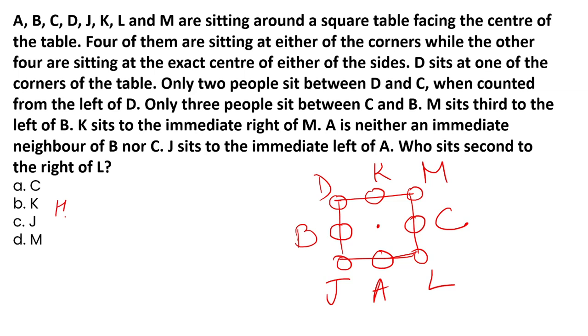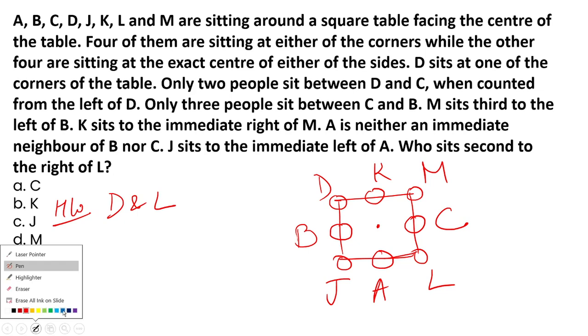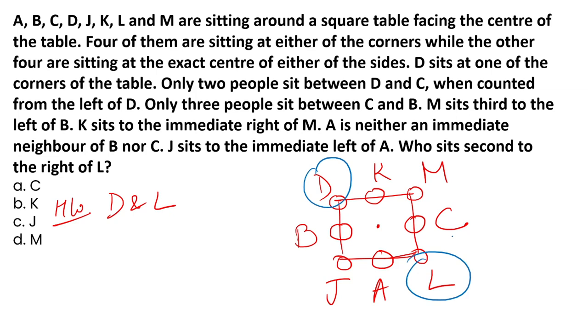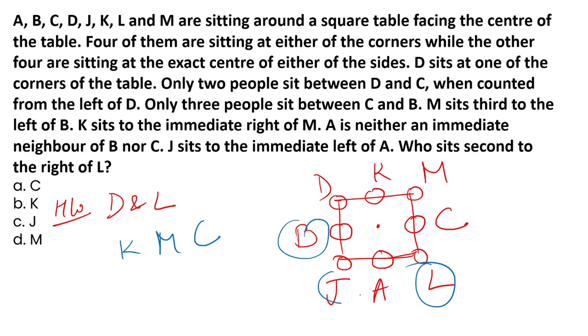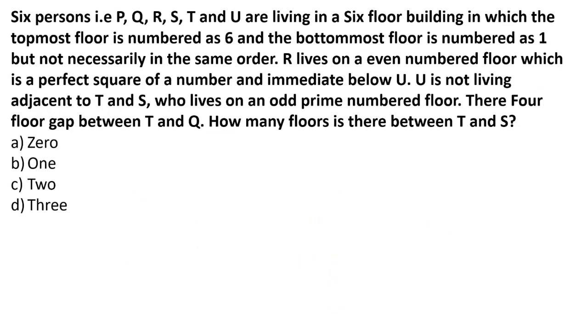Now the question: how many people are sitting between D and L? Between D and L, the persons are three in number, so our answer will be 3. If counting from the left of D, the persons sitting between are K, M and C, so those three are our answer. And those persons sitting between D and L counting from the right of D are B, J, A.